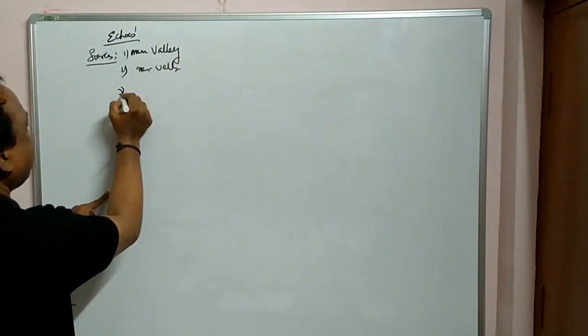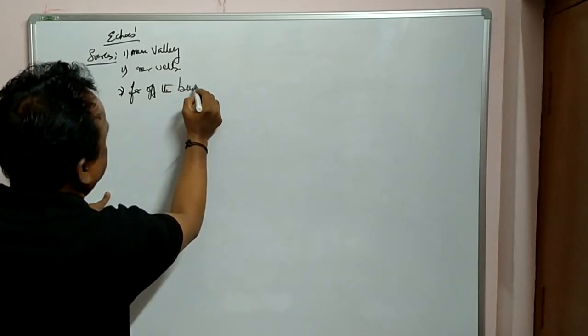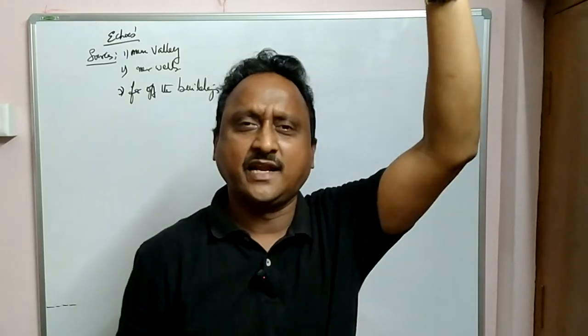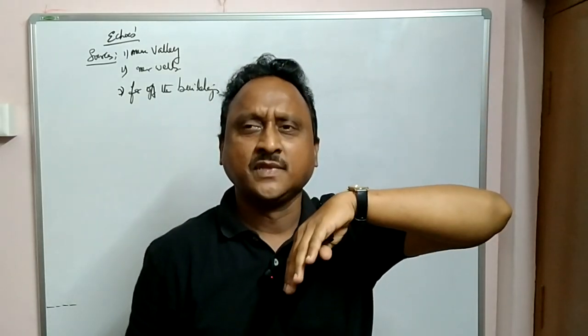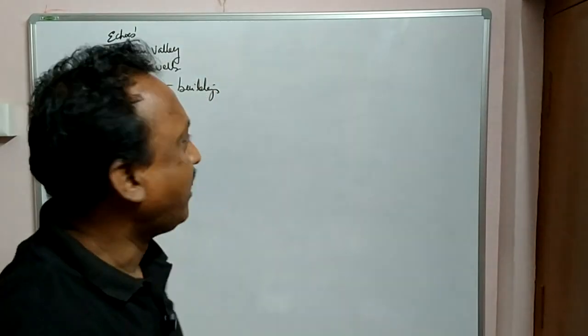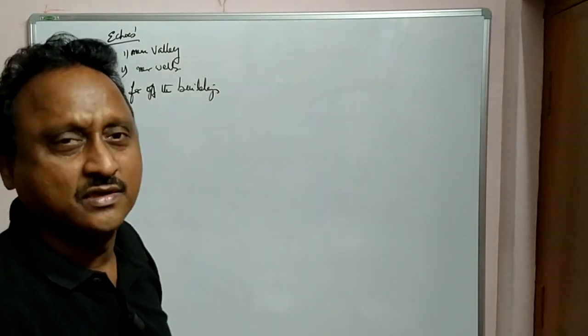Likewise the third one, far of the buildings. Sometimes when a very tall superstructure is there, like a 150 storey building or 100 storey building, if you go and stand beneath that building and shout loudly, you will hear the voice. So these are the main sources of echoes.